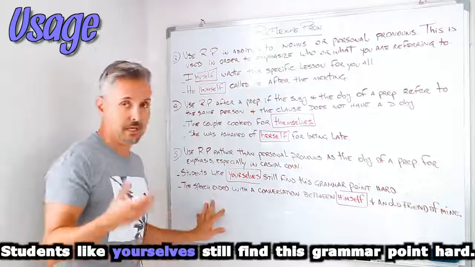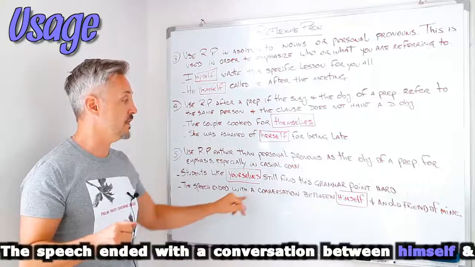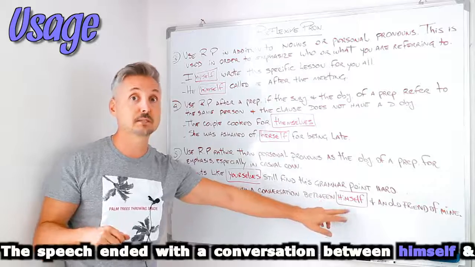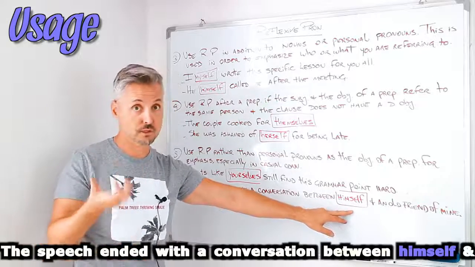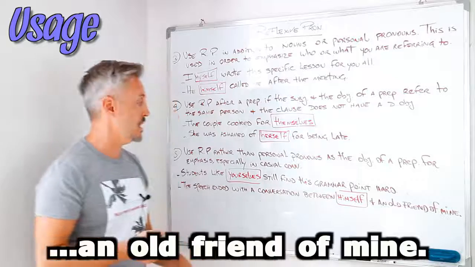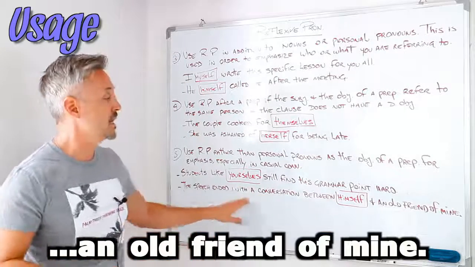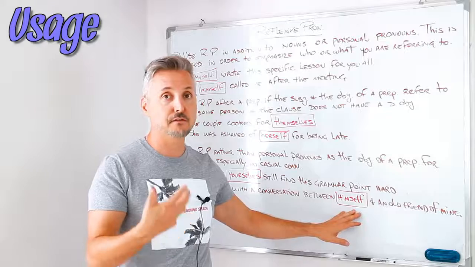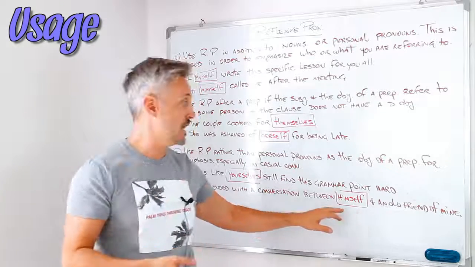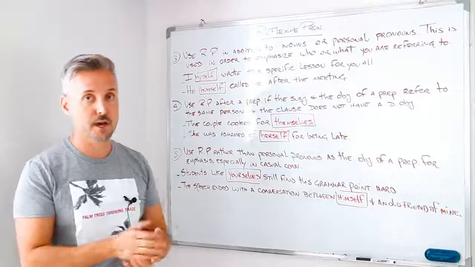Now, the other example that I wrote, the speech ended with a conversation between himself, so somebody, himself, and an old friend of mine. And here we have himself and somebody referring to he, obviously. He and an old friend of mine.